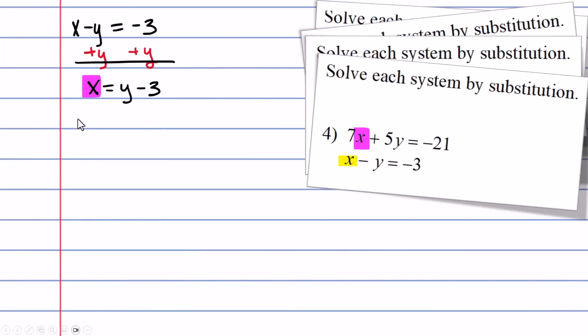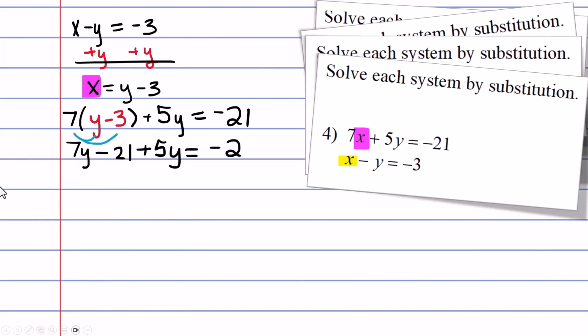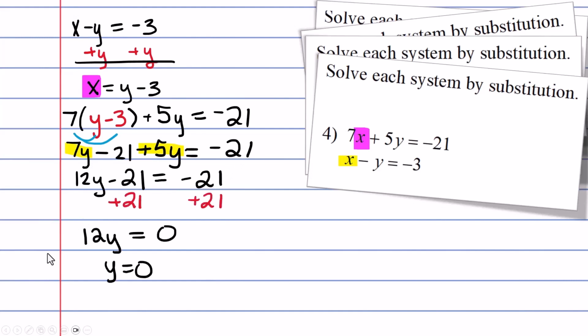I'm going to rewrite that with a big blank. Now let's pop the y minus 3 in there. We're going to do the distributive property. Combine like terms. So 7y and 5y is 12y minus 21, doesn't change, equals the negative 21, which is over here. Add 21 to both sides, I get 12y equals 0, so y must equal 0.